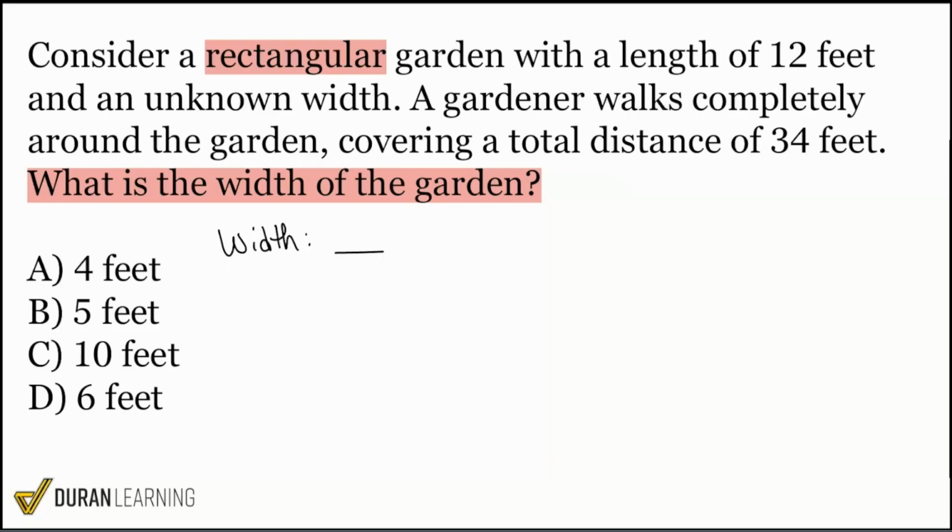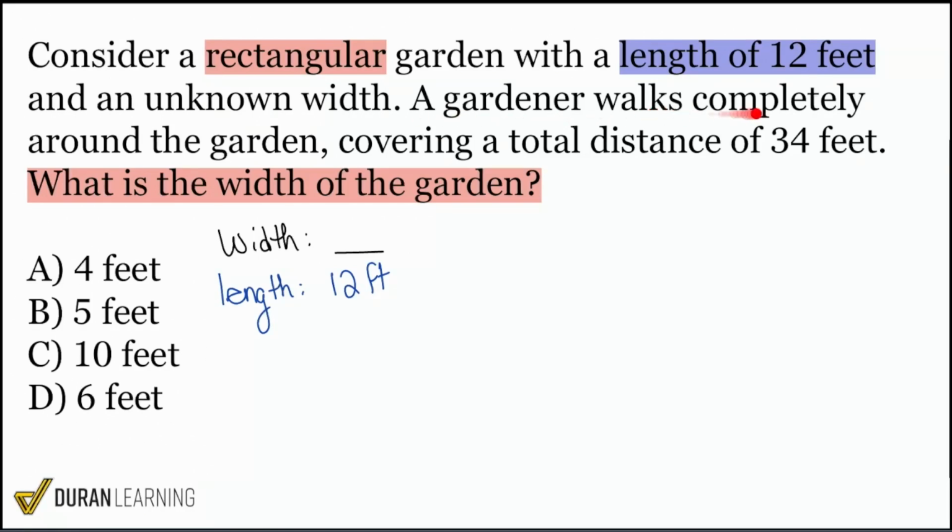Consider a rectangular garden with a length of 12 feet and an unknown width. That unknown width is right there. We don't know it. Okay, sounds good. So I know what the length is. Let me highlight that here in blue. The length right here, 12 feet. And then we continue reading. Again, just take your information in, imagine what you can, visualize what you can, and keep it moving.